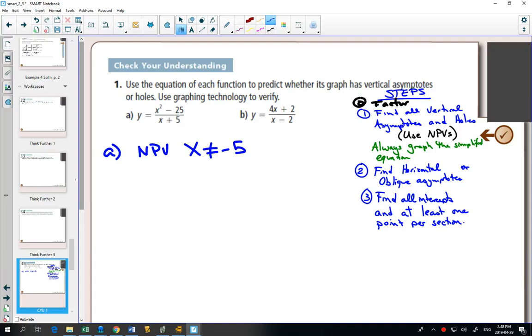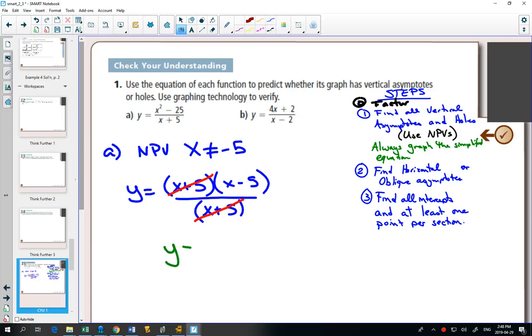So our equation, sure enough, our numerator beautifully factors to x plus 5, x minus 5 over x plus 5. Is there a factor that's identical? Yes. These cancel out. And I'm going to write this now in green. Our new equation is y equals x minus 5. And what's our non-permissible value? Is it a hole or is it a vertical asymptote? It's going to be a hole.